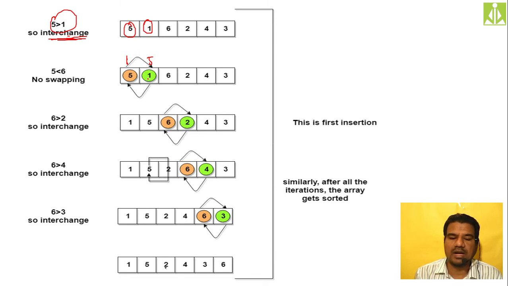Forget about 1 and do the comparison between 5 and 6. Okay, 5 is lesser than 6. Only if the first element is greater do you have to perform swapping. If the first element is lesser, don't perform any swapping. So as my first element is lesser, no swapping.